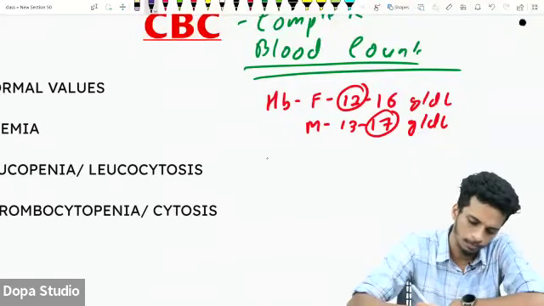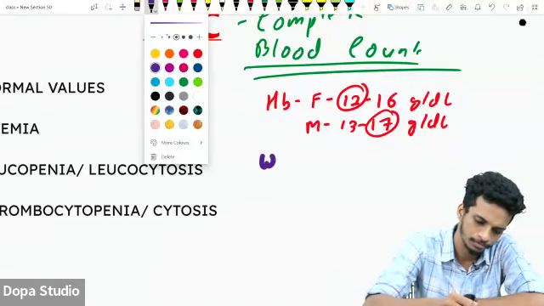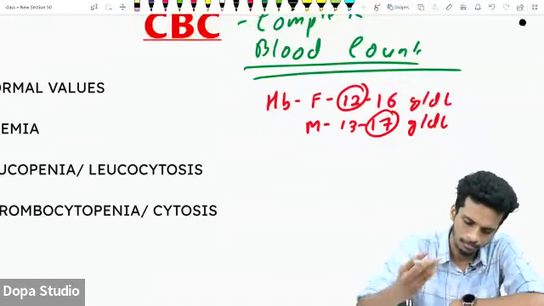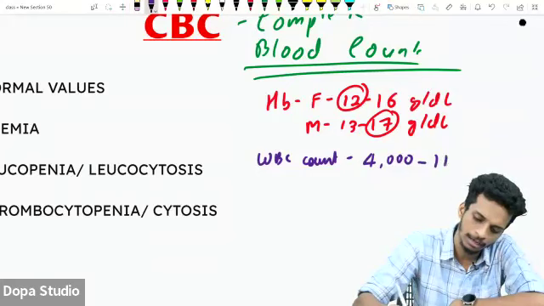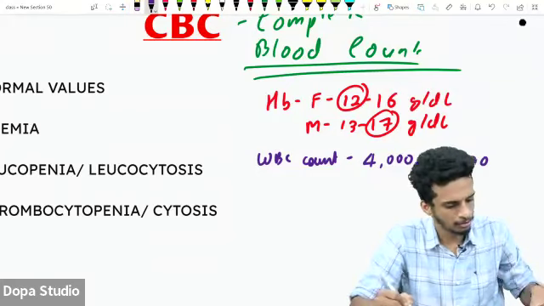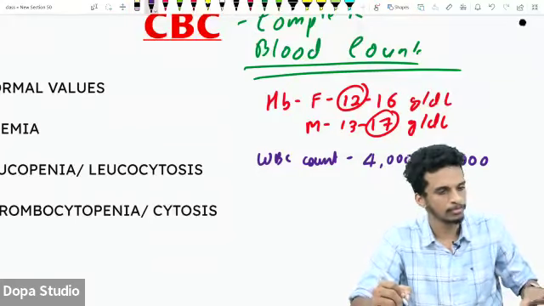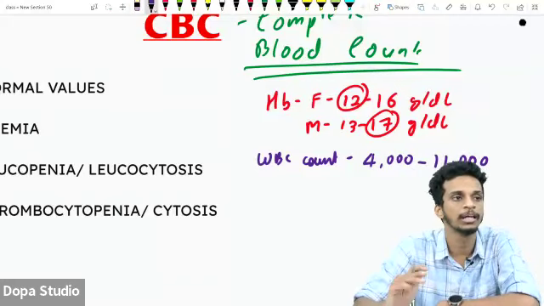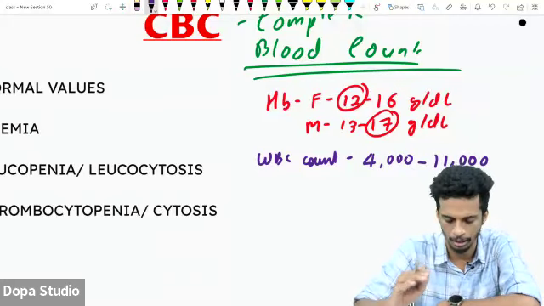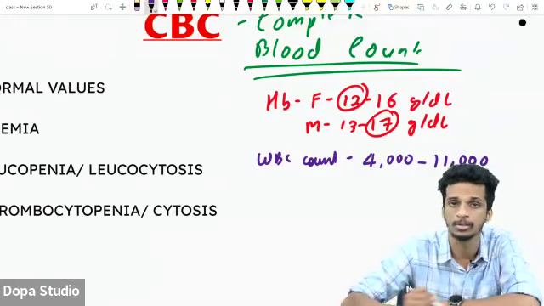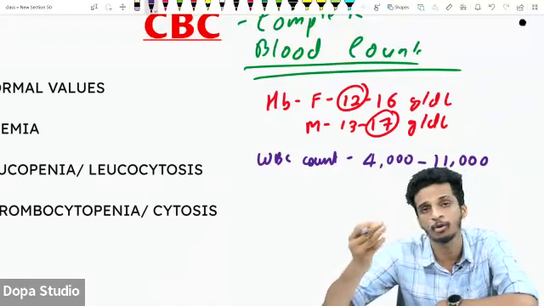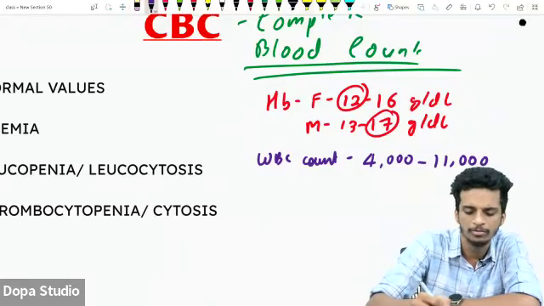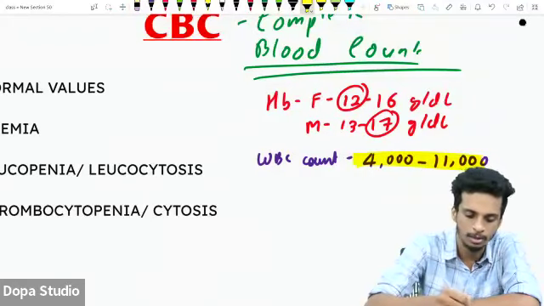Now, coming on to WBC count. The normal value of WBC is from 4,000 to 11,000. This value varies in different books. Some books say it's from 4,500 to 11,000, some say from 4,000 to 10,000, but you can take the average value of WBC to be from 4,000 to 11,000.